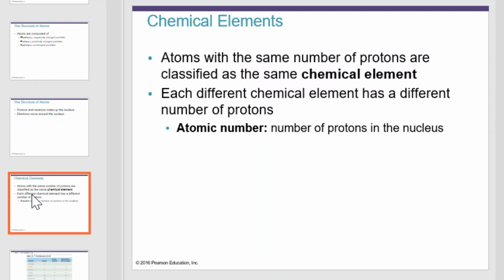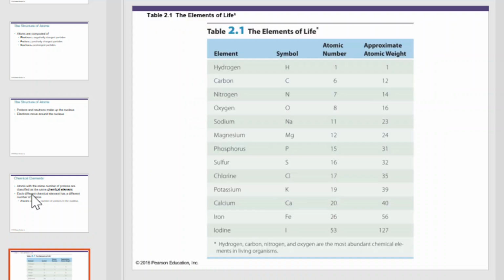Atoms with the same number of protons are classified as the same chemical element. Each different chemical element has a different number of protons. The atomic number is the number of protons in the nucleus. The atomic number should be balanced by the number of electrons that are orbiting the nucleus at ground state. These are the elements required for life.